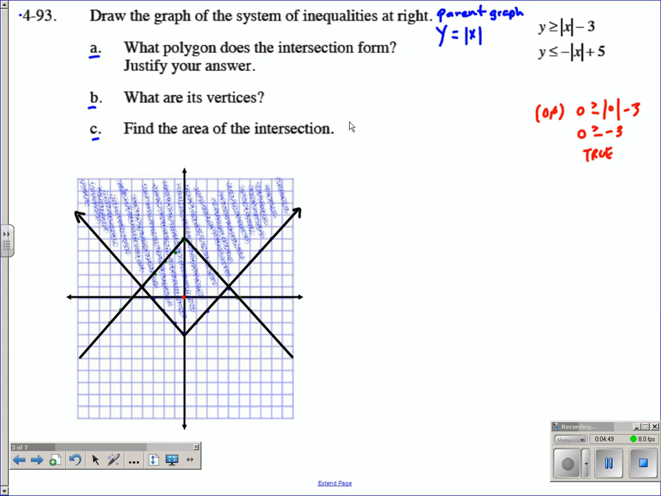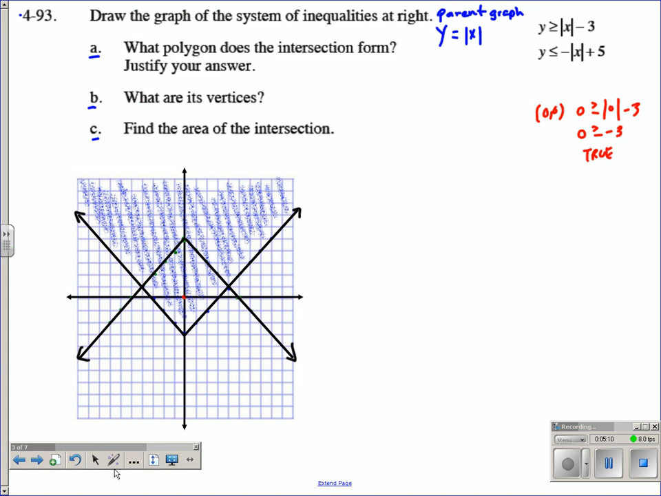Now the next part of it here is going to ask us to finish graphing this because we've got an inequality here. We want everything that is less than or equal to the opposite of the absolute value of x plus 5. Remember, less than's underneath something. All our outputs that are beneath it.